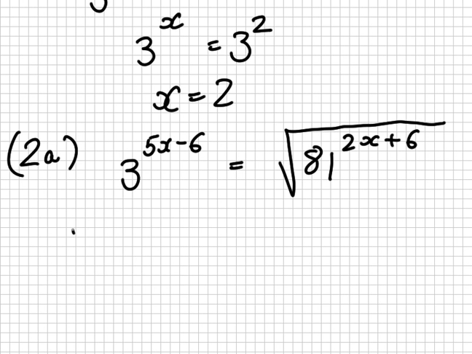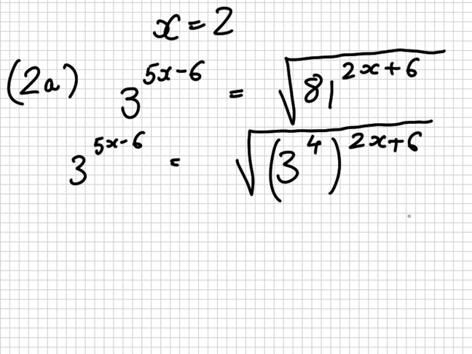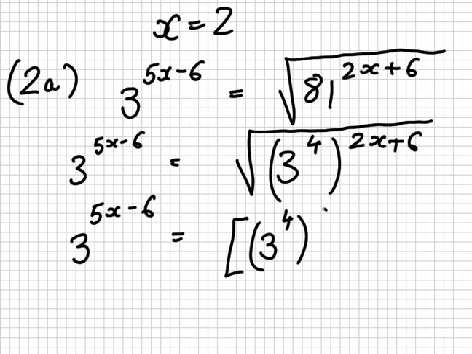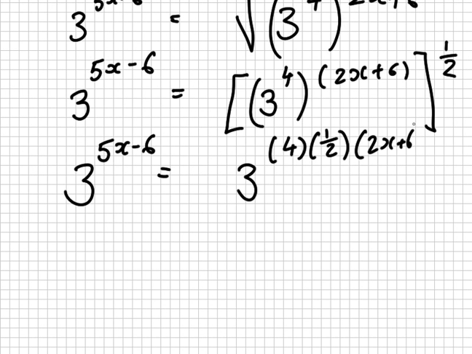So what we do on the right is we can change that 81 into 3 power 4. And this is power 2x plus 6. Okay, so here we have 3 power 5x minus 6 equals 3 power 4 power 2x plus 6, and then the square root makes power a half. All those powers multiply together, so you get 3 power 5x minus 6 equals 3 power 4 multiply a half multiply 2x plus 6. So that's 3 power 2 multiply 2x plus 6.